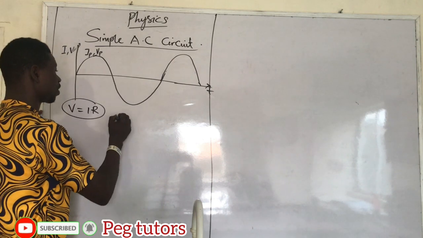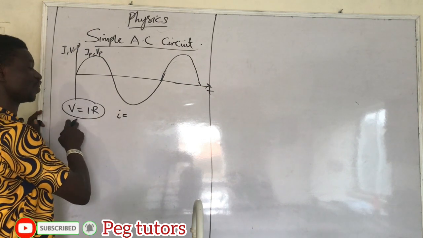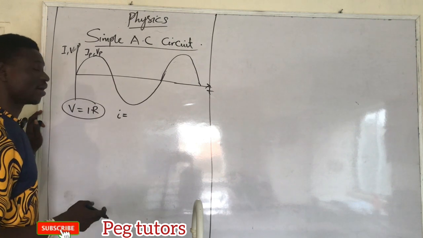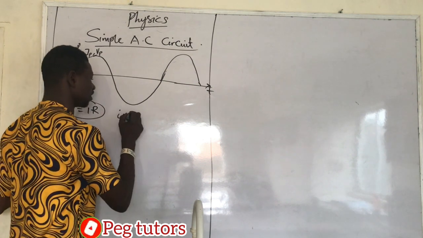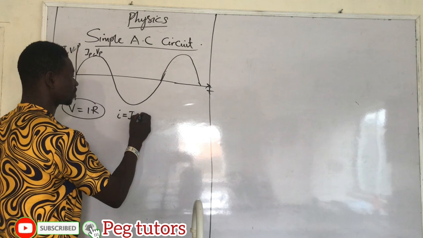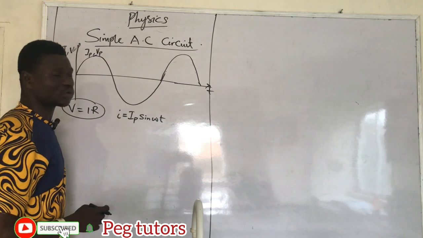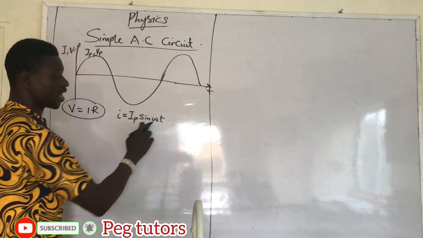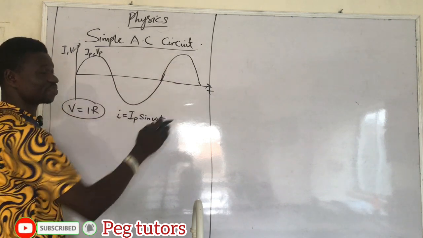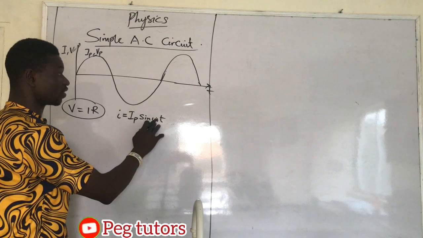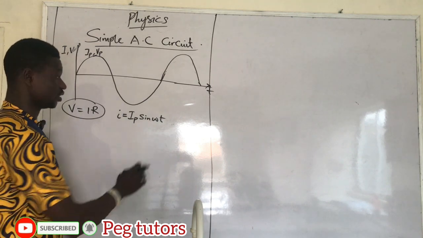So in AC, instead of V equal to IR, where I equal to V over R and R equal to V over I, the current of an AC circuit is represented or given as I equals Ip sine omega t, where Ip is the peak current of an AC, and the omega here is the angular velocity, because the sinusoidal nature of it makes it move in an angle. So the velocity of the flow of current and voltage is represented with an angular velocity, omega.